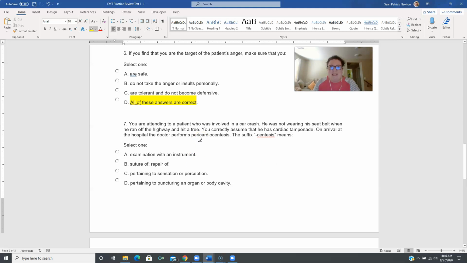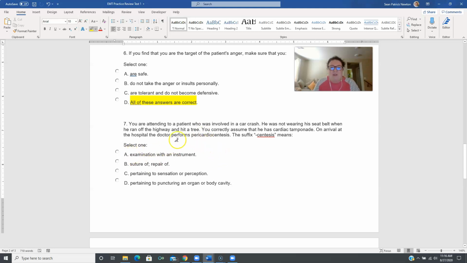The suffix centesis means puncture, so if we break down this word, we've got peri as our prefix, which means around. Cardio or card is our root word, which is the heart. O is our combining form, and centesis is our suffix. So this is on your study guide of some medical terminology, prefixes, suffixes, and root words to know.